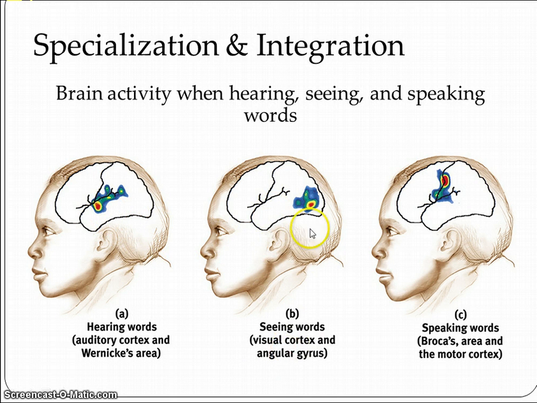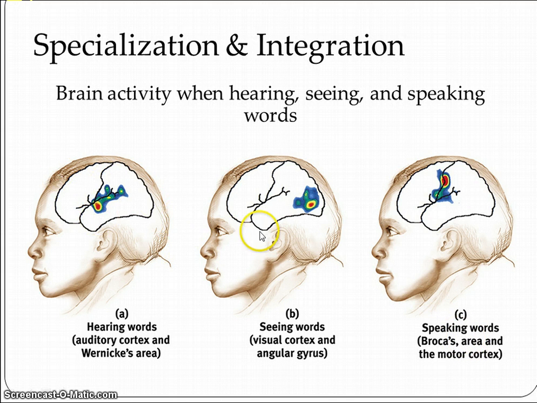When we're seeing words, our visual cortex, which is in the occipital lobe, is lighting up. And when we're speaking words, Broca's area, which is in the frontal lobe, and our motor cortex is lighting up. Remember, the motor cortex is at the back of the frontal lobe. Both of those things are involved in speech production.